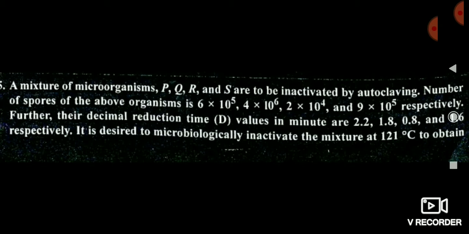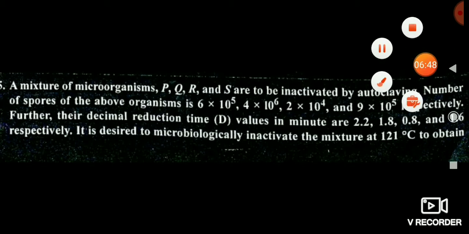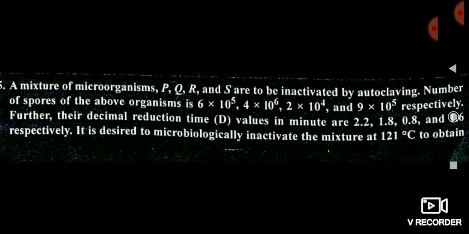Now friends, see another question. Friends, this question looks a little bit lengthy, but genuinely it is a very easy question, so you don't have to panic. You see the question. 4 types of microorganisms P, Q, R, S are given and their initial numbers are given. For P, Q, R, S, the initial number of microorganisms is given in the question and their decimal reduction time, the D value, is also given in the question.